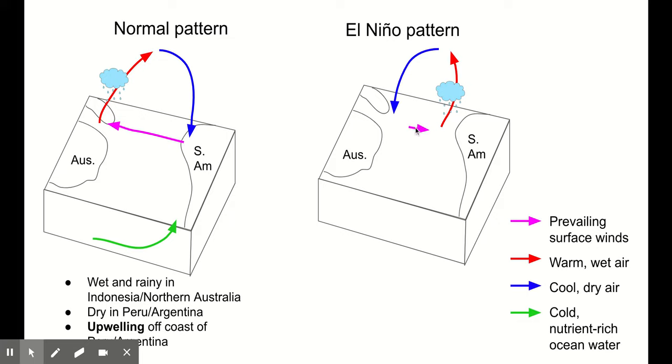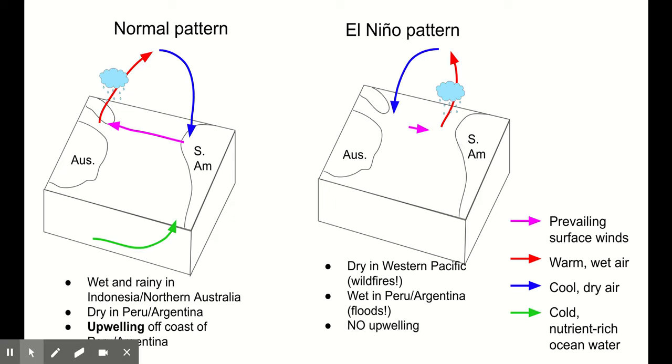And what about upwelling? Well, there's not a lot of water being blown one way or another, so we don't have a gap in the water column. We're not missing any water here, so upwelling stops. Quick summary, in an El Nino year, it's super dry in the Western Pacific, and we get things like wildfires. We see bad wildfires in an El Nino year because of the loss of rain. Over here in South America, a ton of rain in a desert biome. We're going to get floods. We see major floods in Peru and Argentina in an El Nino year. And we see no upwelling.